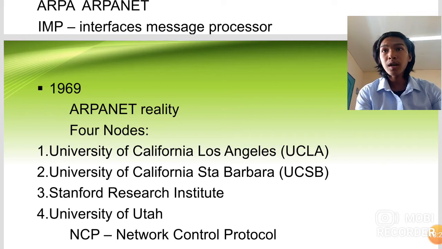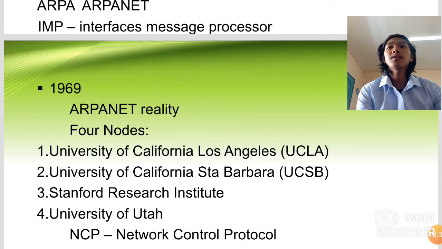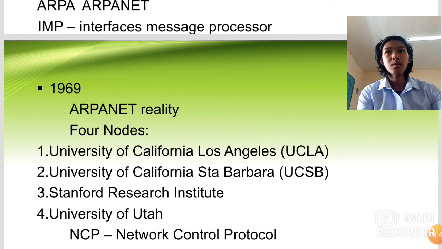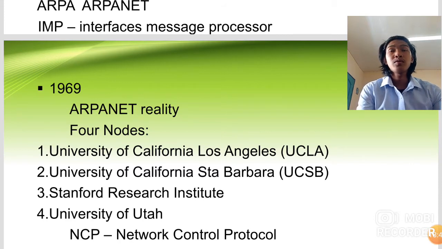Ito guys yung apat na university na unang connected sa nodes ng ARPANET. By December 1969, ARPANET contained 4 nodes: Stanford, UCLA, the University of Utah, and the University of California, Santa Barbara. Ito naman guys yung unang nodes ng ARPANET.